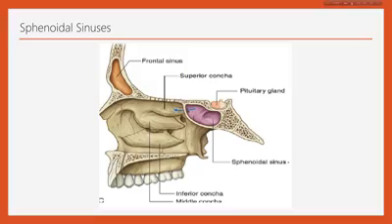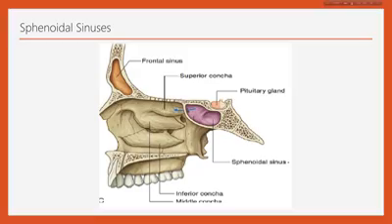Now, if we see the sphenoidal air sinus, we can see that they are actually lying within the body of the sphenoid bone, and they are 2 in number. If we know the measurements, the vertical measurement is 2 cm, transverse measurement is 1.5 cm, and the anteroposterior measurement is 2 cm. The sphenoidal air sinus actually opens into the sphenoethmoidal recess and then into the superior meatus of the nose.